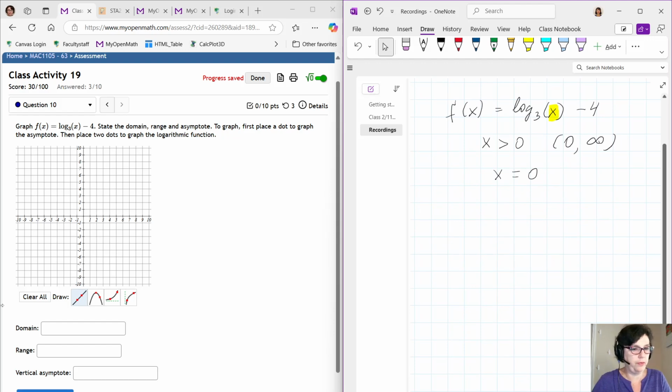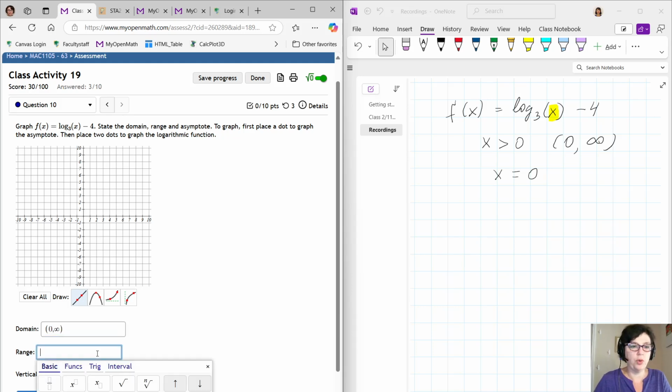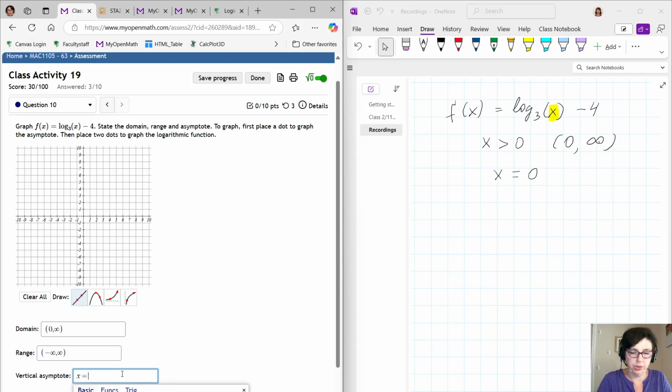So let's go ahead and fill all of that out here. So we've got 0 to infinity. The range is again, logs are powers. That's any number. If you subtract 4, that's still going to be any number. And the vertical asymptote is still x equals 0.